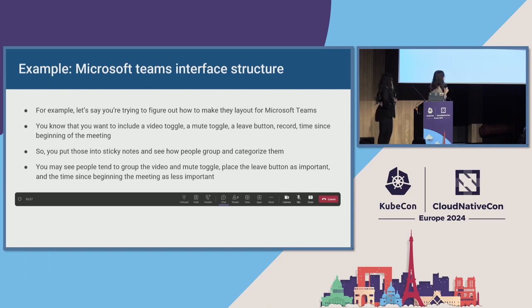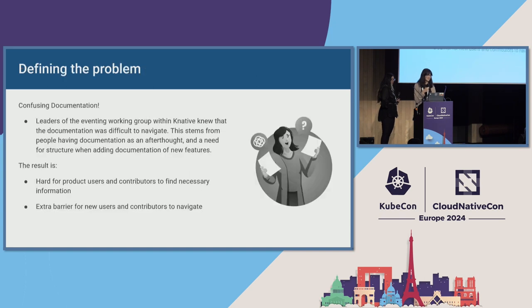So once you analyze those results, you actually get something that ends up looking like the navigation bar on the Teams interface. So you might find that people place more emphasis on the leave button, so you make it red, bold, easy to find. Less of an emphasis on the time since beginning of the meeting, so you put it off to the left in less bold lettering. And then you put together the camera toggle and the mute toggle because they're conceptually related. So that's a bit of how you might translate that into a graphical user interface.